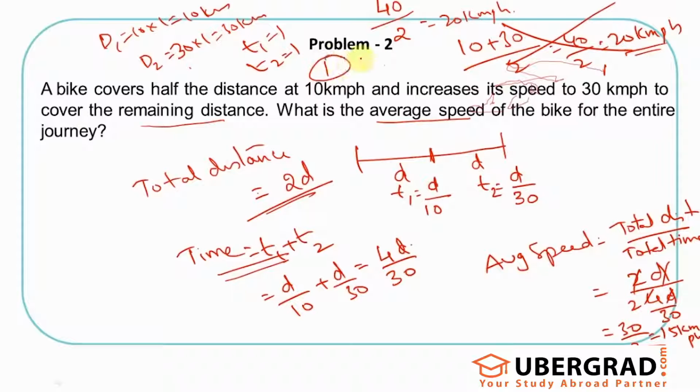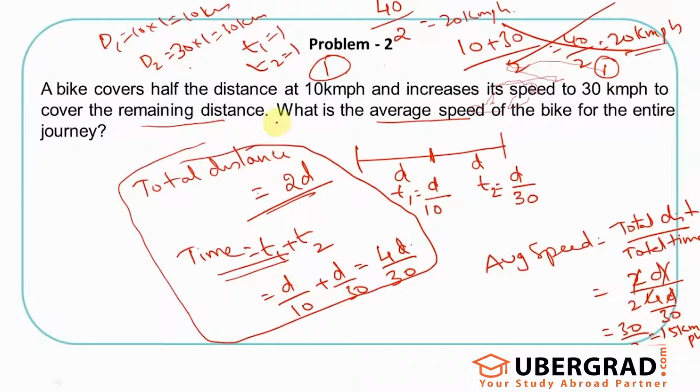If the time of each part of the journey is exactly the same, then yes, you could do a simple average. Otherwise, even for that case, if you simply stick to this formula, you will never go wrong, right? So always do the total distance by total time for the average speed.